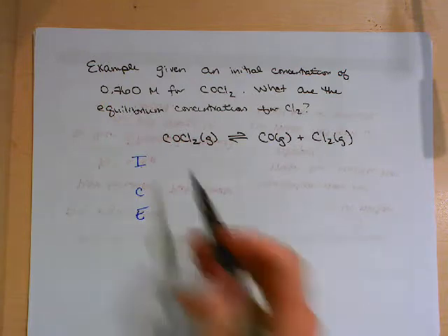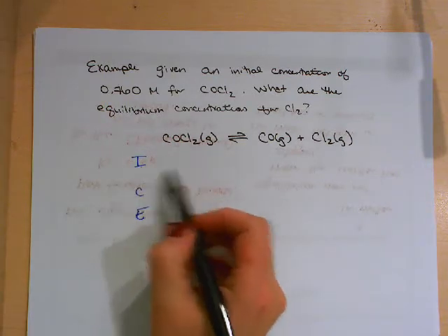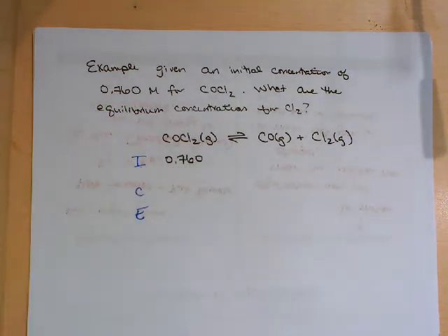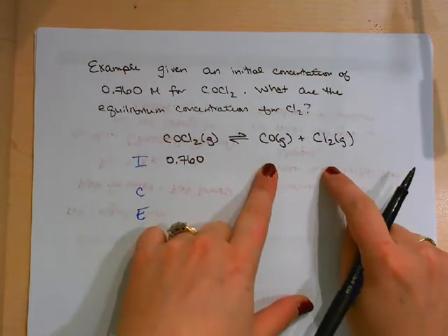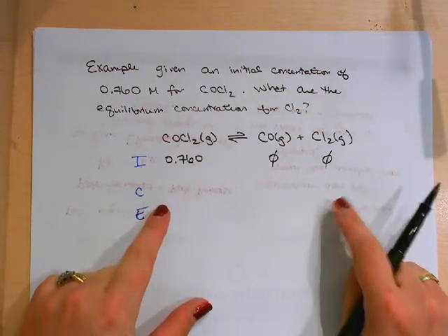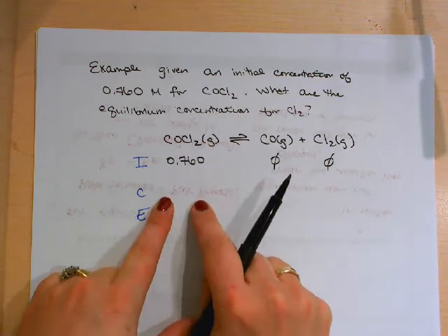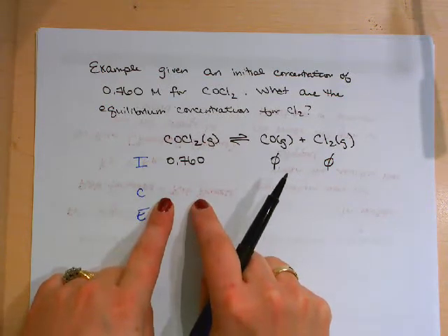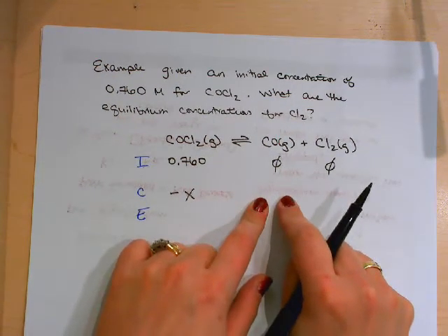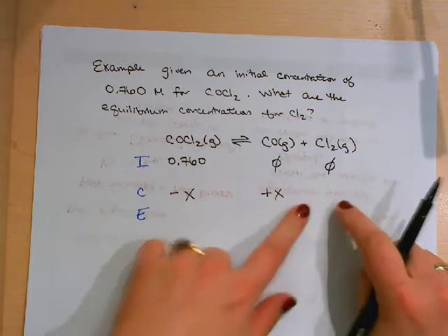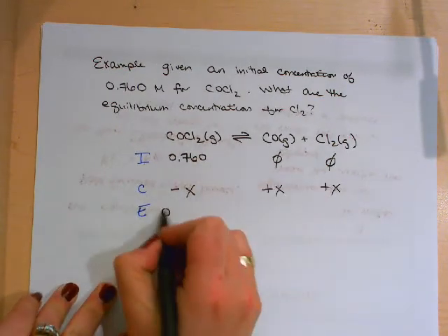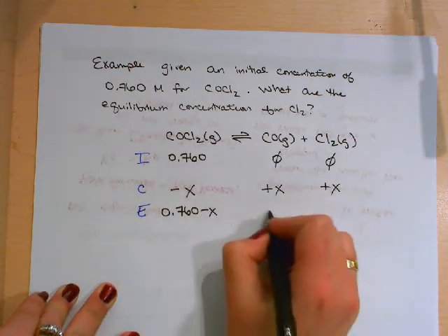Alright, so what do I put down under the COCl2 in my I? Yep. Good. What about these two products? They are zeros. We don't have any yet. Excellent. Now in my change row, how much change does the COCl2 undergo? Yep, negative 1x. What about the carbon monoxide? Yep. What about the chlorine gas? Same thing, plus 1x. So we just need to add them together down the column.